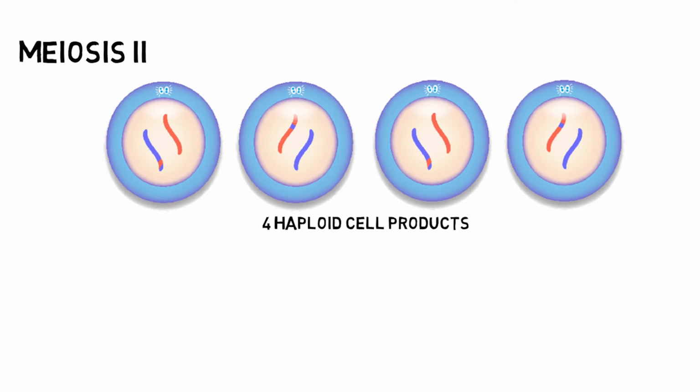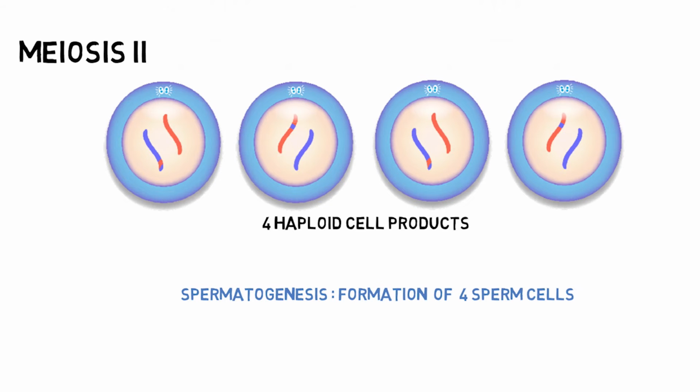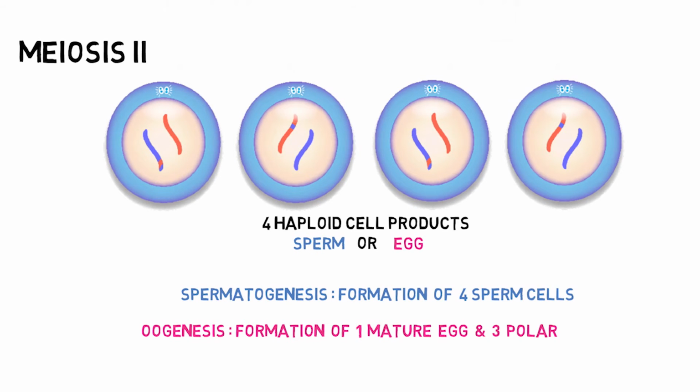If gametogenesis results in the formation of sperm cells, it is specifically referred to as spermatogenesis, while the formation of egg cells is called oogenesis. Both processes result in single, unpaired haploid cells. Spermatogenesis produces 4 mature sperm cells, while oogenesis results in the formation of 1 mature egg cell and 3 polar bodies. These are small haploid cells that don't develop into mature egg cells.